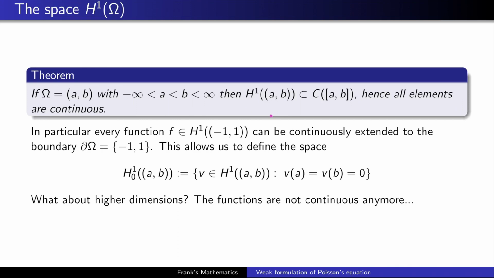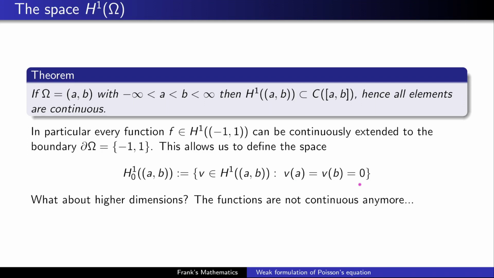And this is interesting because this allows us to continuously extend every H1 function on the boundary. The boundary here is just, in this case, -1 and 1, but we can continuously extend them. And this allows us to define the following important space, the space H01. Basically, these are all H1 functions with 0 boundary conditions. This is a quite useful space, and we use this later on.